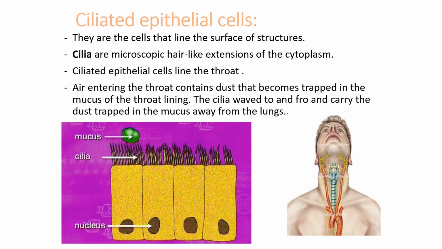So these ciliated epithelial cells, we find them lining the throat. The air entering contains dust. The mucus traps this dust, and the cilia wave to and fro and carry the dust trapped in the mucus away from the lungs.